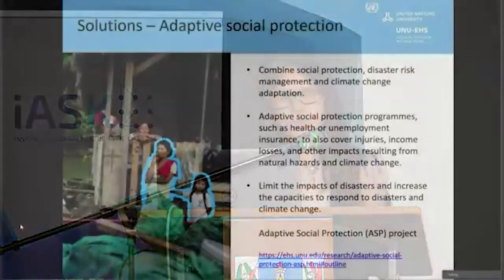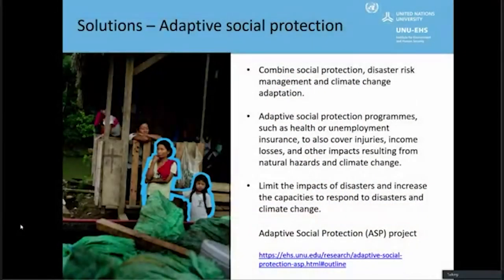In the meantime, we do need to respond immediately after disasters have hit. So we have to combine different solutions. The other solution which can be combined is social protection. We call it adaptive social protection because it is scalable. You can scale it up horizontally, but also vertically.